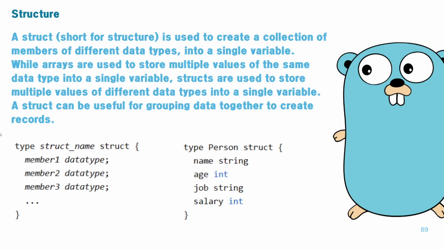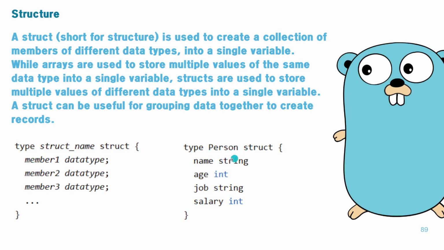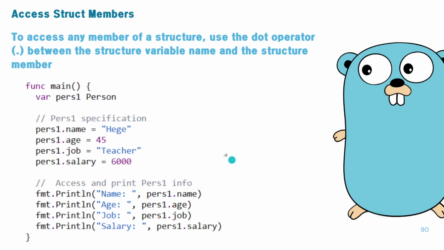So here the syntax to create a struct is type, struct name. Type is a keyword and we don't have to specify int or something like that here. We just have to specify the struct name, struct, and the members of the struct with their data types. Here we are creating a new type, person, which is a structure, and we are specifying all the variables that are inside it.